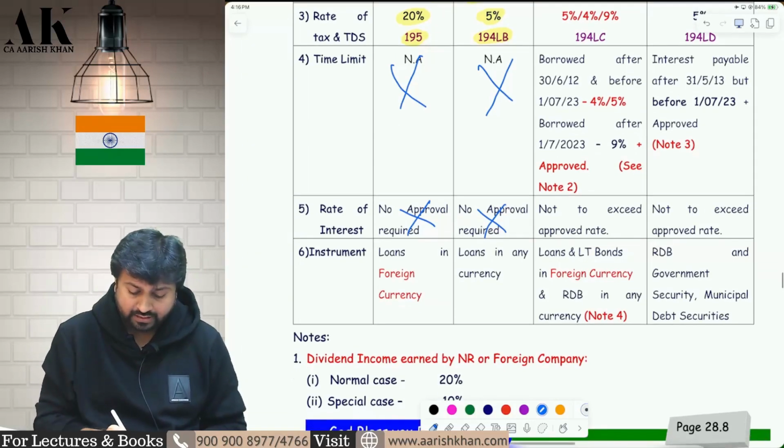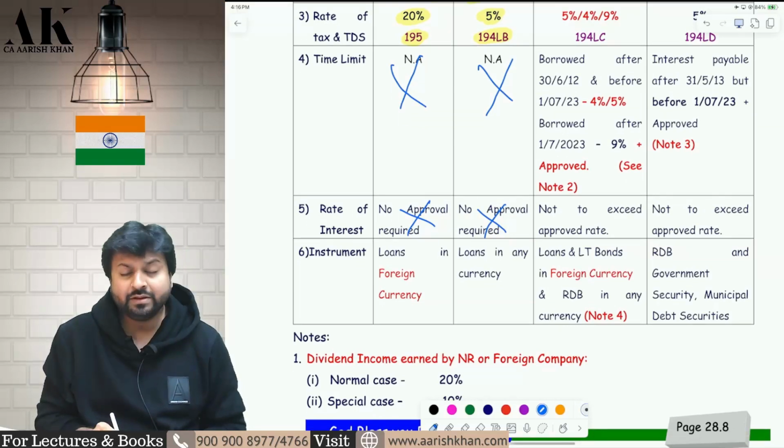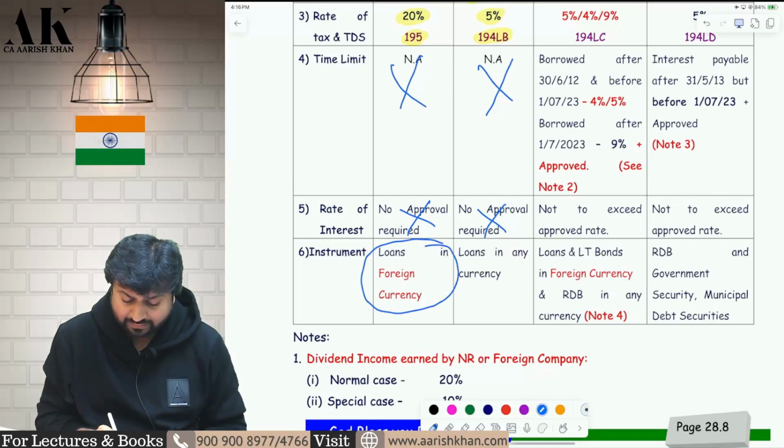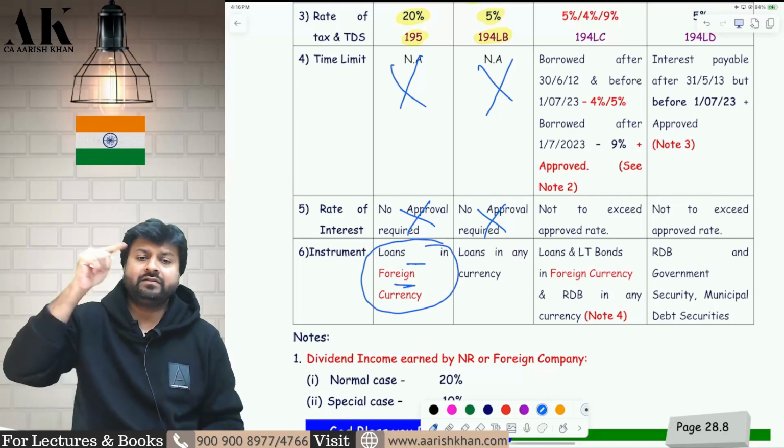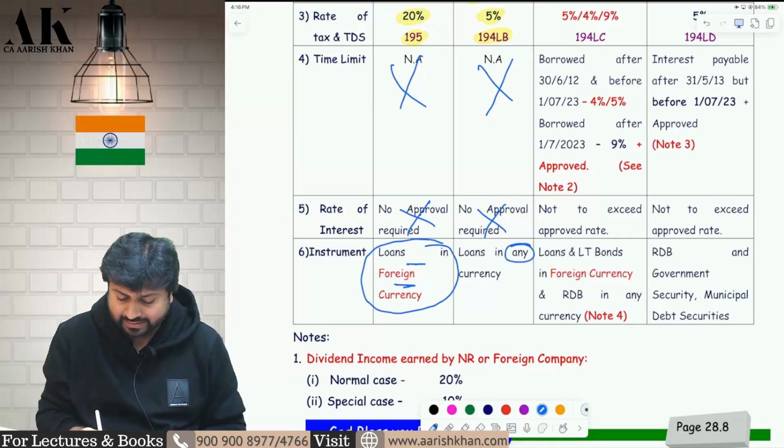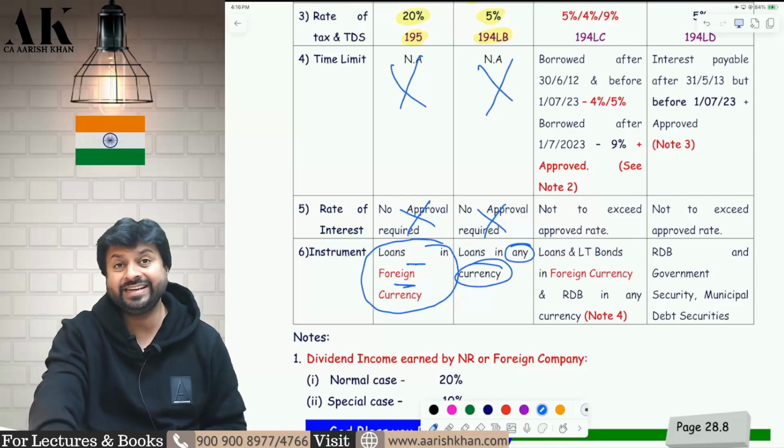Okay. Next, instruments. Loan in foreign currency. What will the instrument be? This is very important. In the first section, the loan will be given in foreign currency. The lender will give you the loan in foreign currency. In the second section, the lender can give you the loan in any currency. Check it, please.